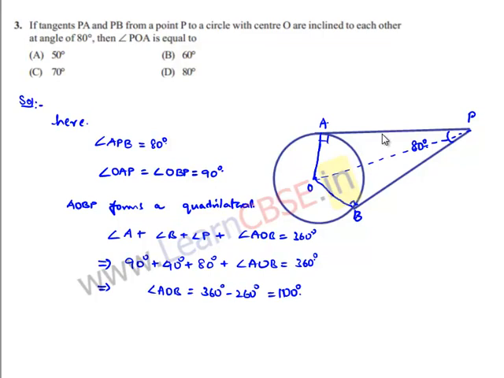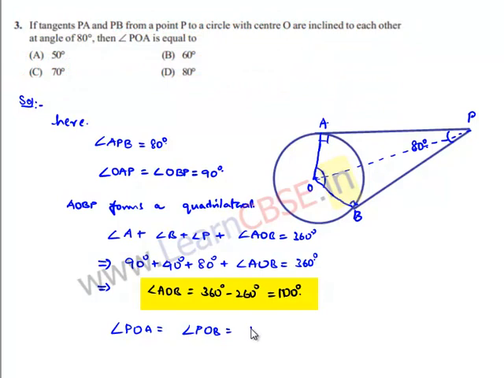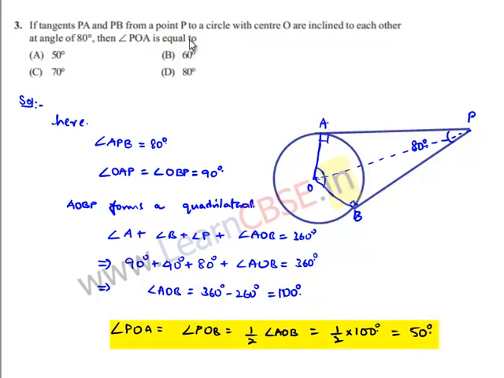If PA and PB are tangents to the circle with center O, then OP bisects angle AOB. Therefore, angle POA will be equal to angle POB, which will be equal to half of angle AOB, since it bisects angle AOB. Half of angle AOB, here 100 degrees, is equal to 50 degrees. Therefore, angle POA is equal to 50 degrees. Option A is correct.